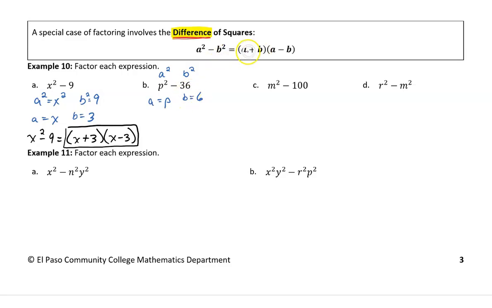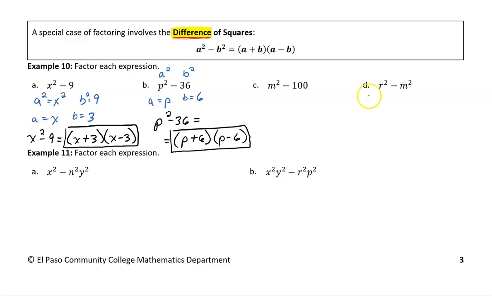Right, we're figuring out these values that we're going to use. So then we have p squared minus 36 is equal to p plus 6, a plus b, times a minus b, so p minus 6. And there's our factorization.